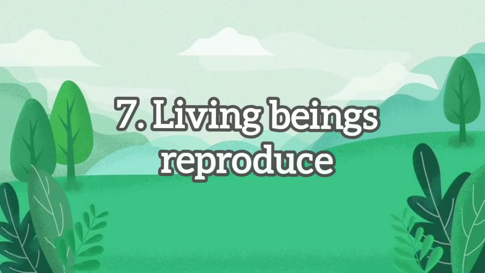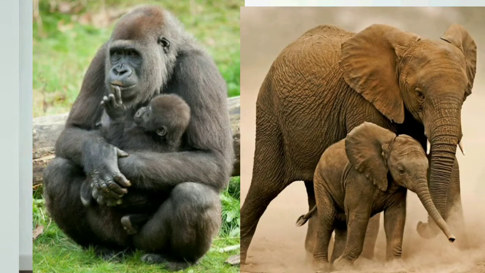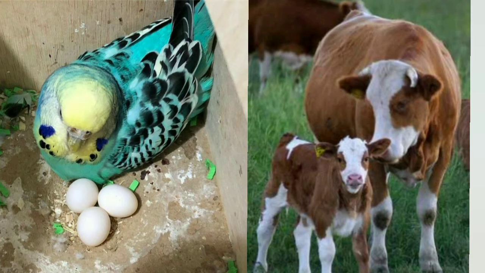Reproduction is also one of the characteristics of living beings. Observe the organisms and their young ones in the picture. Young ones of each organism resemble that respective organism. This process is called reproduction. Some animals carry out reproduction by laying eggs and some others by directly giving birth to young ones.